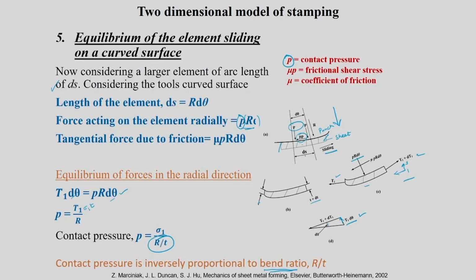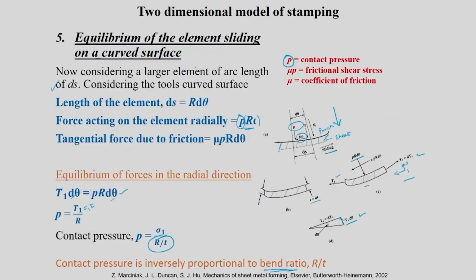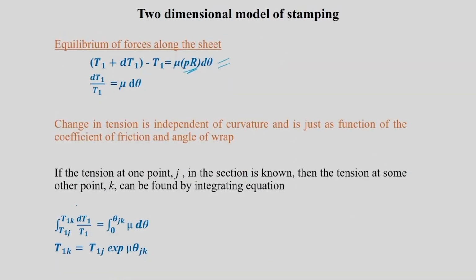Now if you want to take equilibrium along the sheet, then we can write T1 plus dT1 minus T1 would be equal to mu P R d theta. The direction you can check accordingly, and you will see that P R is nothing but T1. So I can directly write dT1 by T1 is nothing but mu d theta.